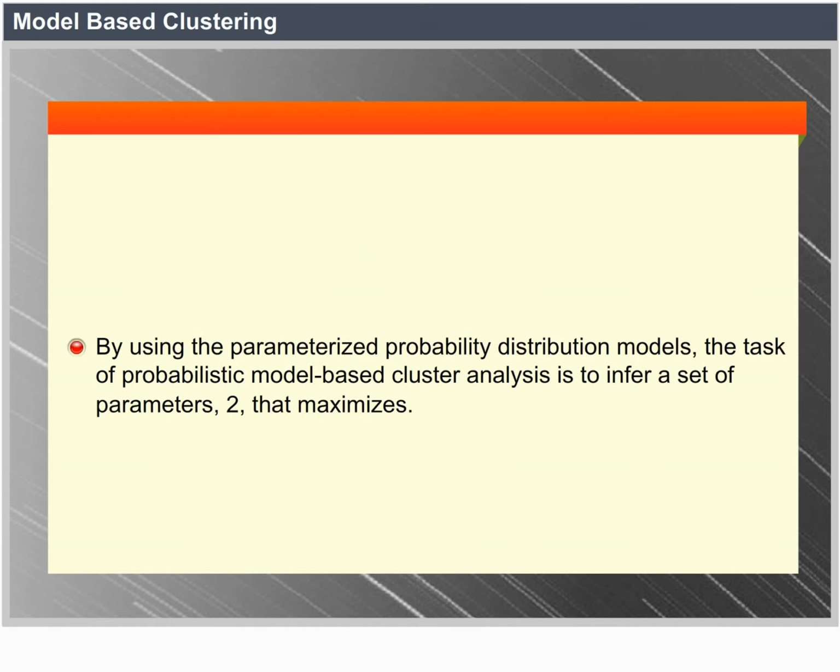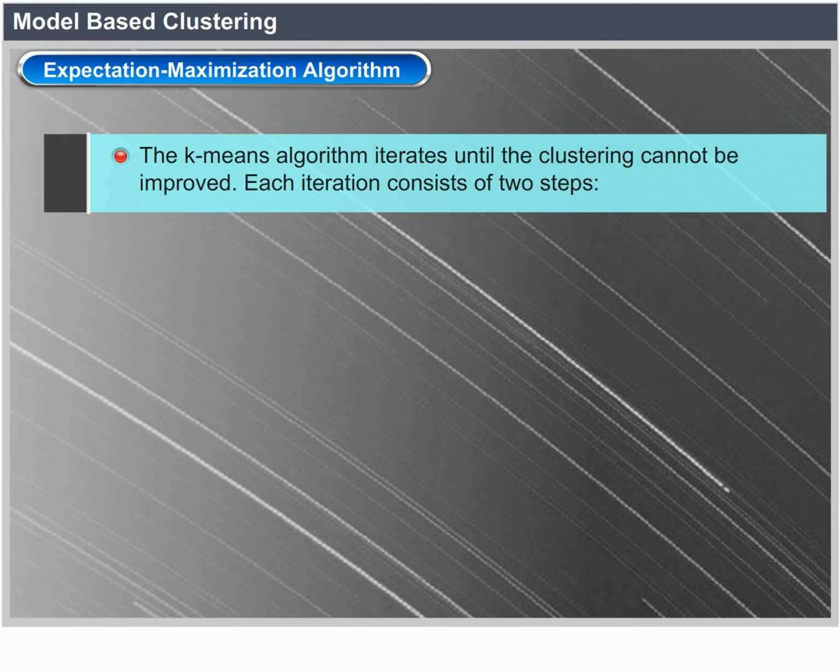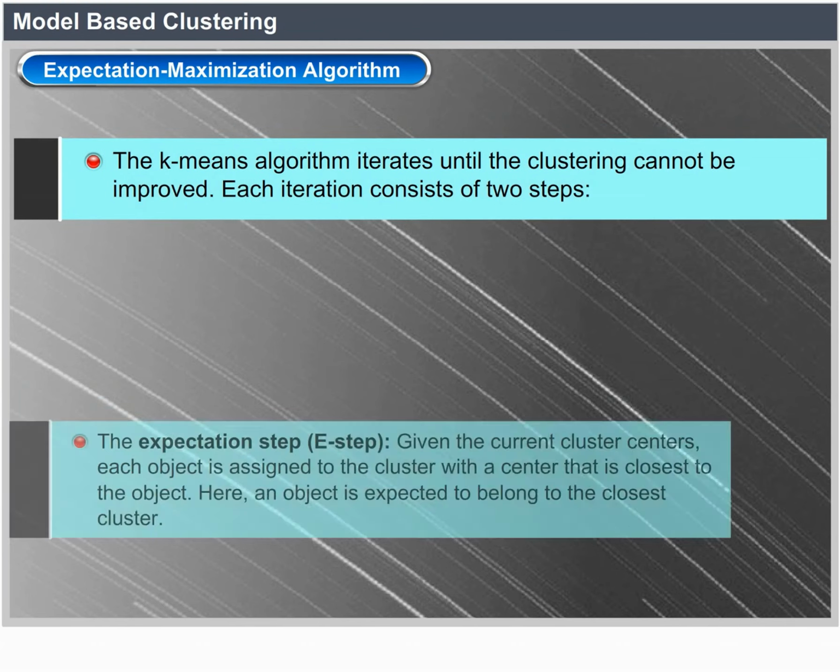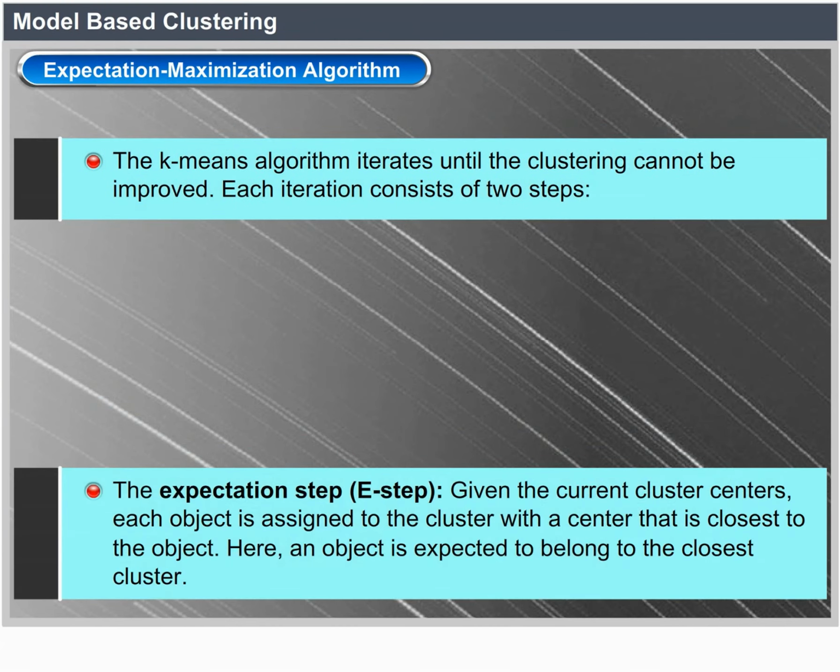Expectation maximization algorithm. The k-means algorithm iterates until the clustering cannot be improved. Each iteration consists of 2 steps. The expectation step, E step: given the current cluster centers, each object is assigned to the cluster with a center that is closest to the object. Here, an object is expected to belong to the closest cluster.